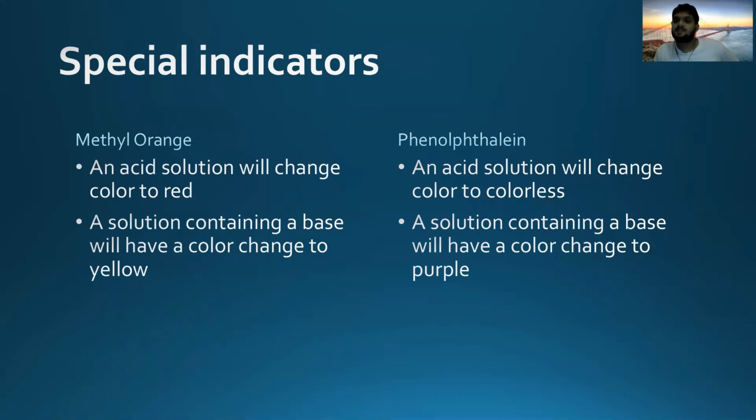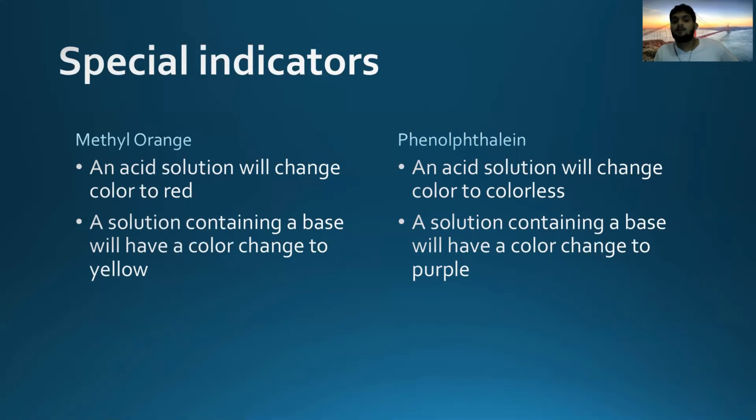Now we talked about special indicators. These are indicators that are used in titrations, as I said earlier. One is methyl orange, the other one is phenolphthalein. Methyl orange itself is orange in color. When it is added into an acid solution, it will change into red color. If you add it into a base, it will turn into yellow color.